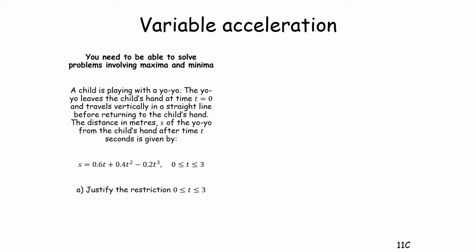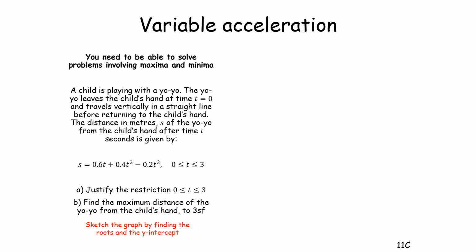A. Justify the restriction of the time between 0 and 3. And for B, we're going to find the maximum distance of the yo-yo from the child's hand to 3 significant figures. So usually what we're going to do with this is do a sketch of the graph to find the roots and the y-intercept.